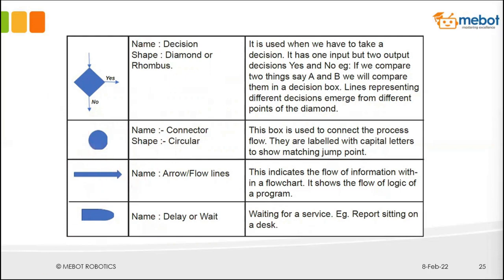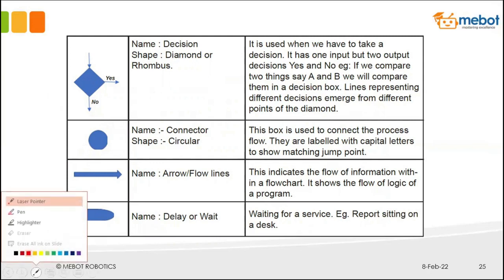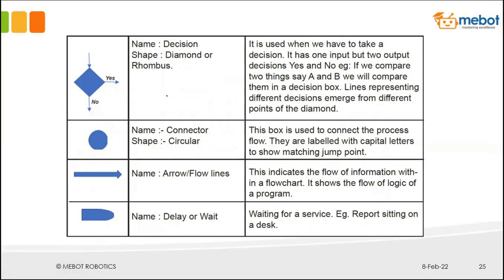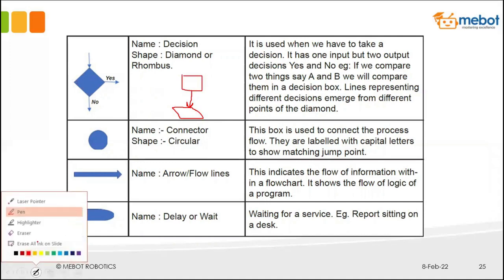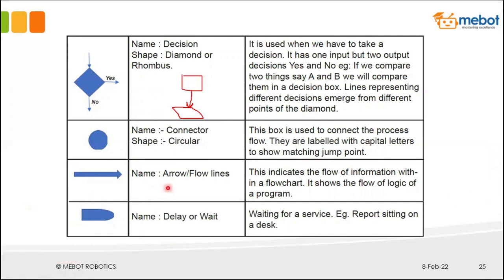So when you have a program here, to give the next program, you put the connector, then another program. For this, the arrow line is used. Then a delay or wait.